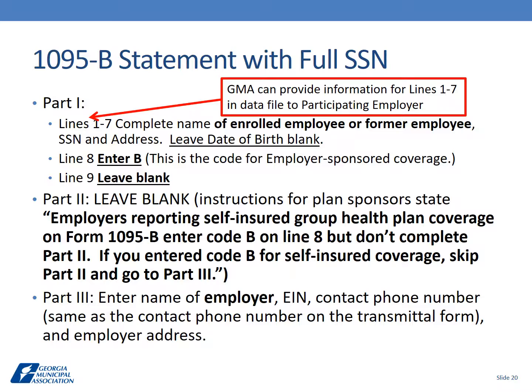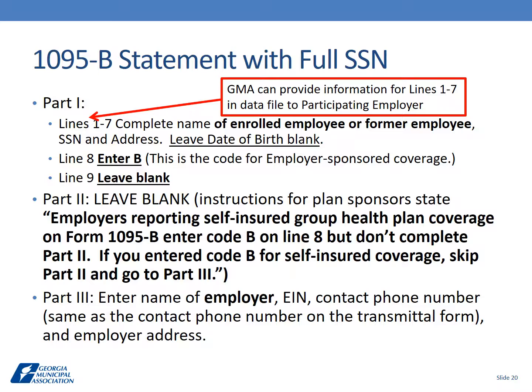So, Part 1 of the 1095-B statement. GMA will provide the information for lines 1 through 7. It includes the name of the enrolled employee or former employee, Social Security number, and address. Line 8, you will enter B. This is the code for employer-sponsored coverage. For line 9, leave it blank.